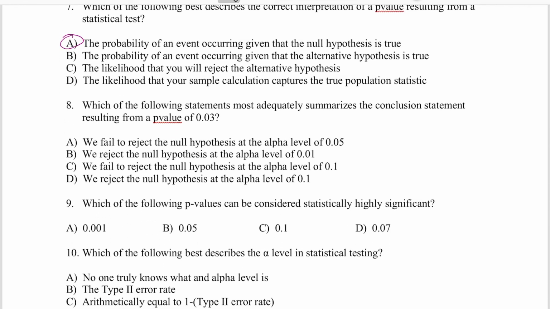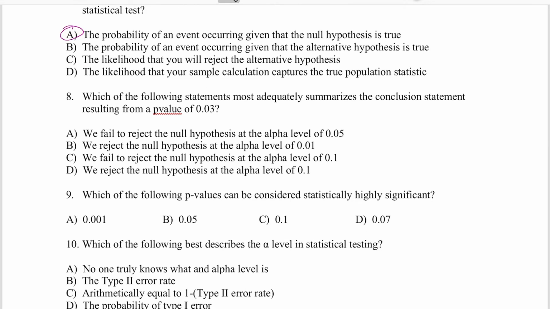Number 8: which of the following statements most adequately summarizes the conclusion resulting from a p-value of 0.03? Once again, a great way to do this is to always remember that if your p is less than alpha, then you're going to reject the null hypothesis. Your p-value is always going to be 0.03. If you look at A, alpha level 0.05, well, this statement is true, so you should reject. That would be correct. But A says we fail to reject, so it can't be A.